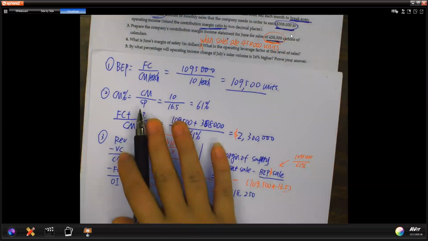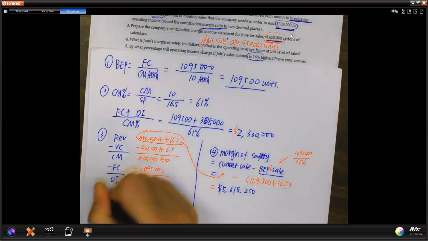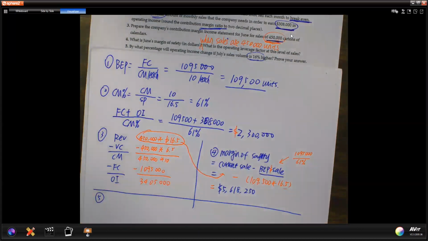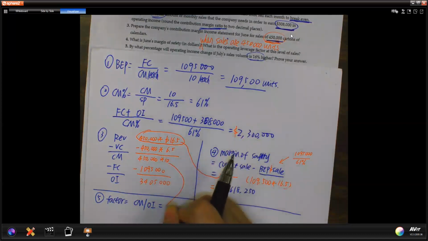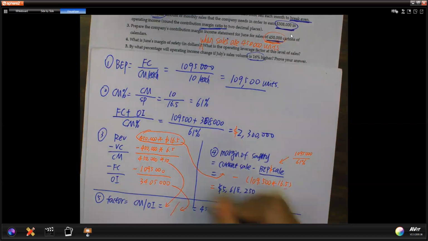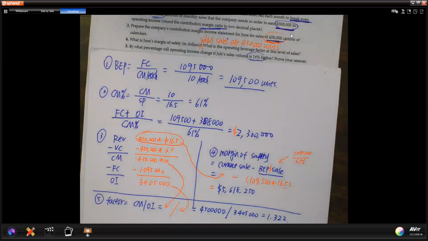Okay, next one, question 5. Operating income change if your sales are this much higher. In order to get that, we need to get the factor. So our factor is contribution margin divided by our operating income. Our contribution margin is here, our operating income is here. So I write it down: this much divided by 3,405,000. So you get a factor of 1.322. The solution rounded to this much.